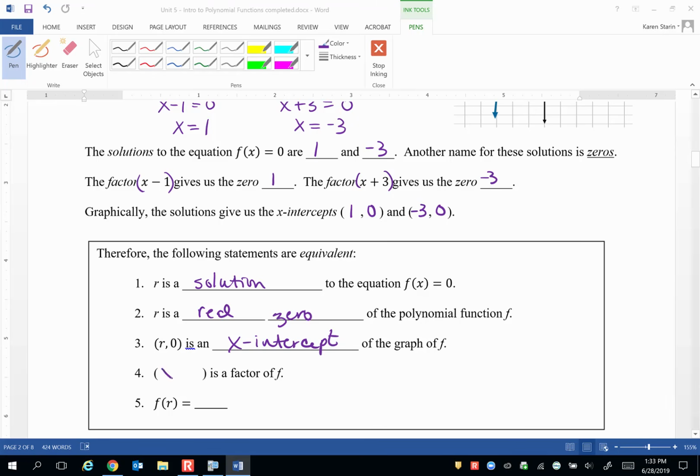And then we could also say the factor x minus r is a factor of the function f. And finally, f of r has to equal 0. Those are all different ways of communicating the same thing about the value r in its relationship to the function.